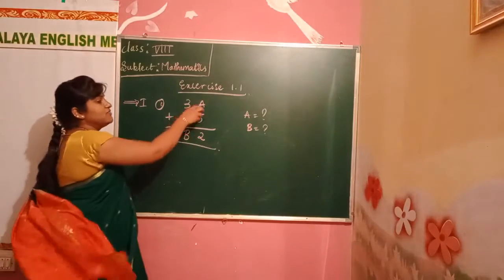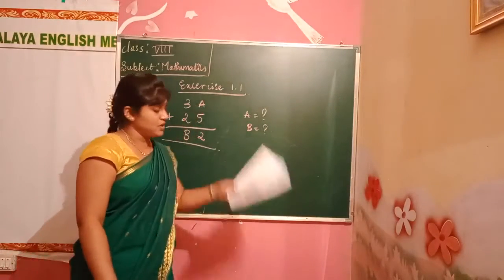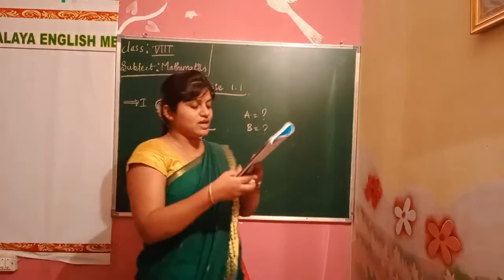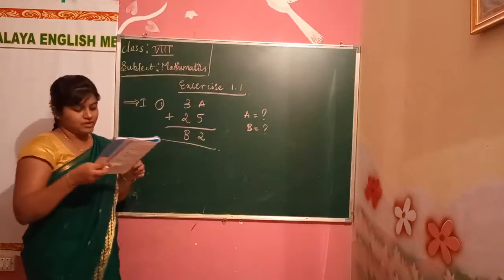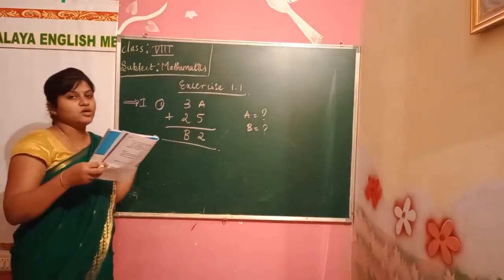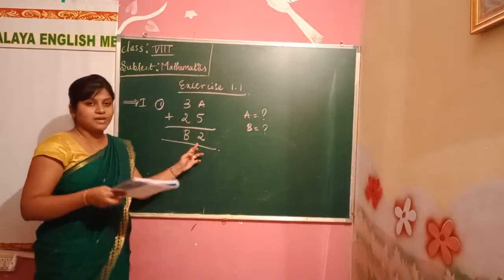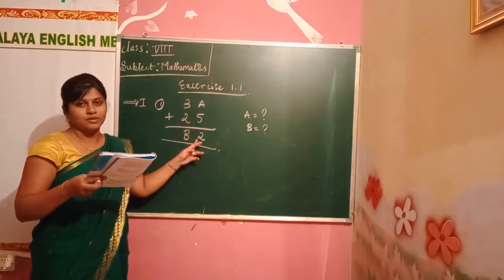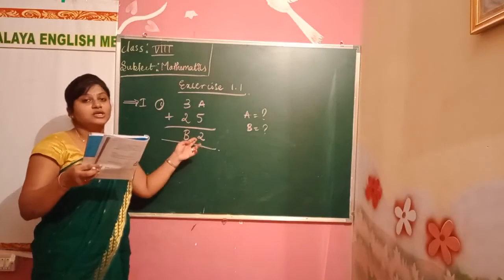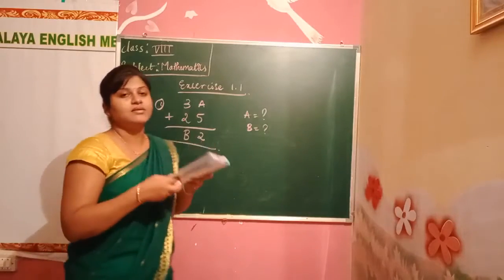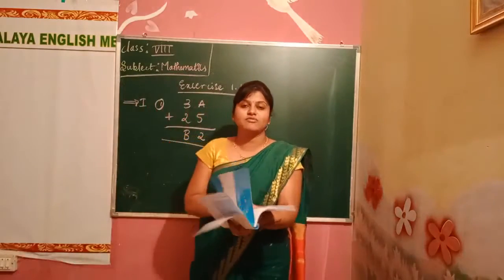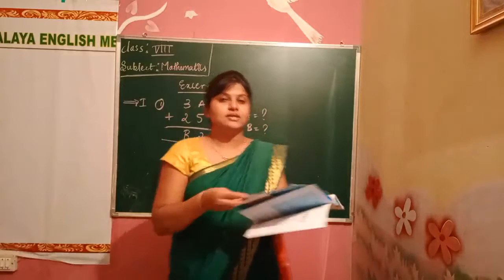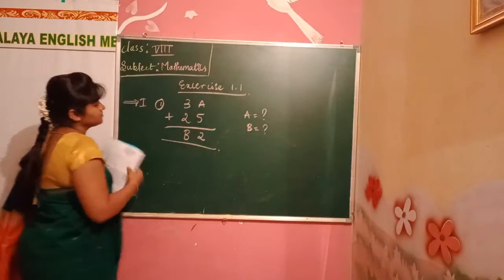What we have to do? We have to put any value you like. Put any value in place of A. Then what we should get is the answer 2 here. Okay, what we have to get here is 2. So what do we have to put there? What value do we have to put? Yes, try it first.